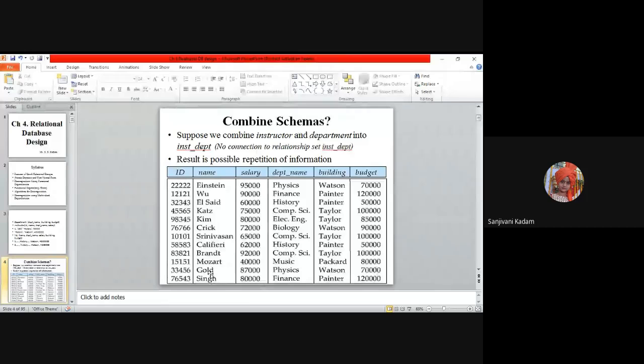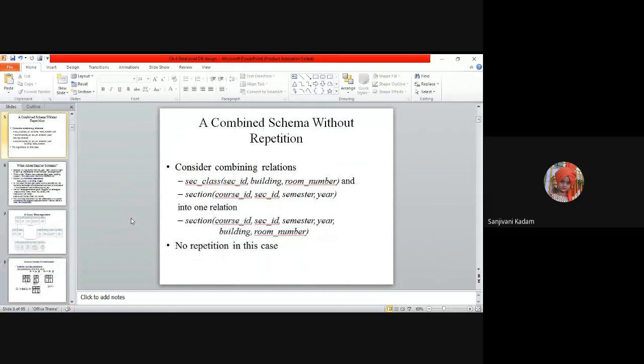If I take the finance department, in the finance department I have instructor Wu and also instructor Singh. For the finance department, it is located in the Painter building with 1,20,000 as budget, and here also the same information is getting repeated. It means that if we combine the two schemas, department and instructor, some part of the information is getting repeated. This will be the result of combining the two schemas, and hence combining these two schemas is not preferable.